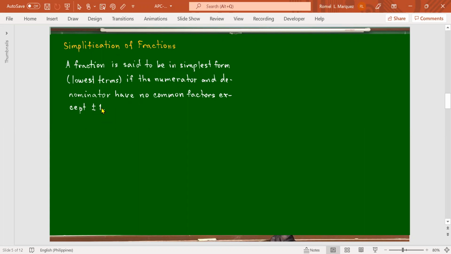Yes po, sir. So how to reduce fractions to lowest terms? The following examples will illustrate. Factoring is very important when you are simplifying fractions. Okay? So reduce to lowest terms or simplify the following fractions.